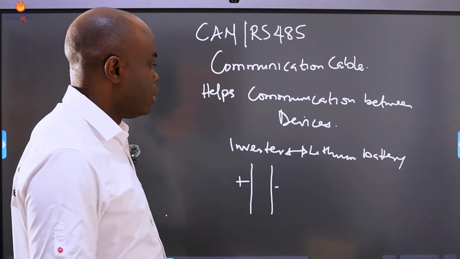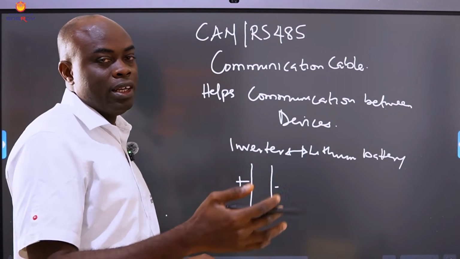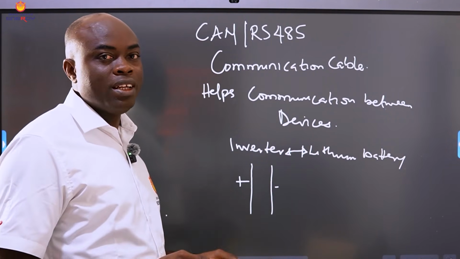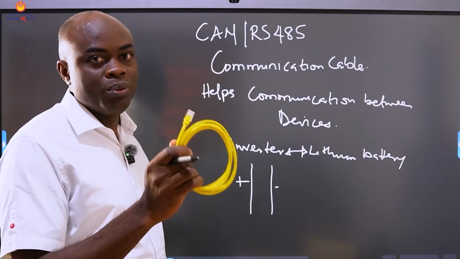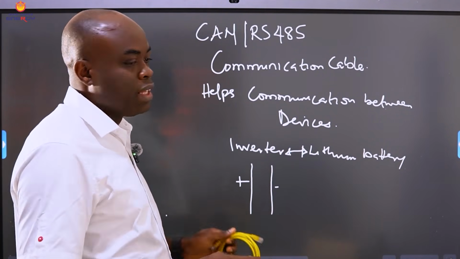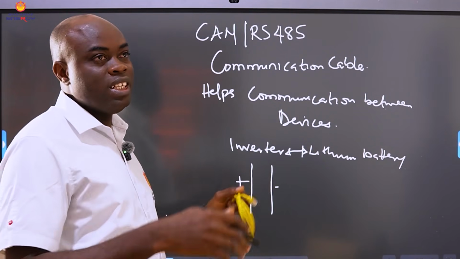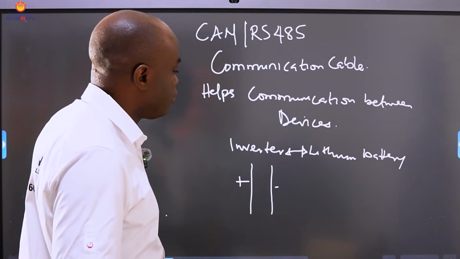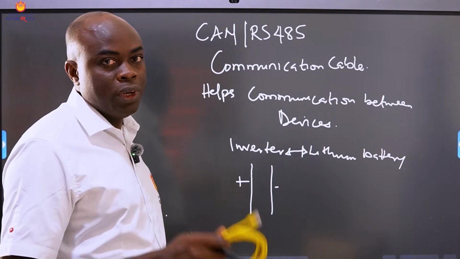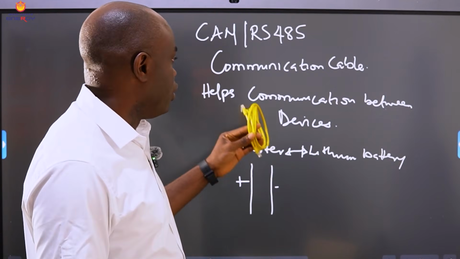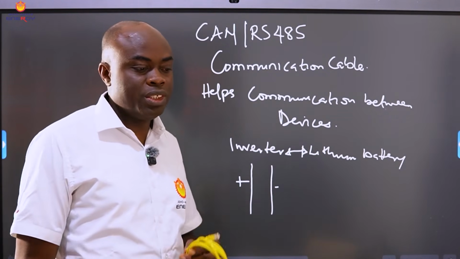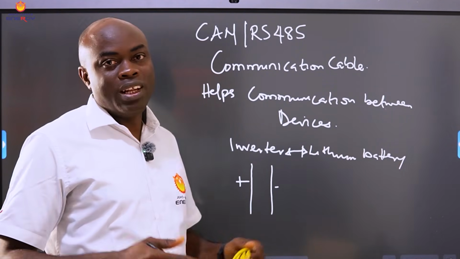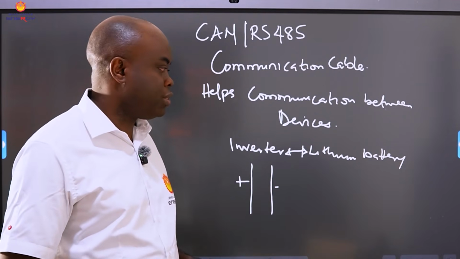CAN/RS485 communication cable. Also between your MPPT solar charge controller and your inverter, there's this inverter brand Victron. They use a lot of this cable because there are a lot of devices connected to the inverters, so there's a need for communication in between those devices. So this CAN/RS485 communication cable comes into play. It helps your inverter to communicate with your battery, and the benefit of that is for the safety of your battery, its lifespan and longevity.